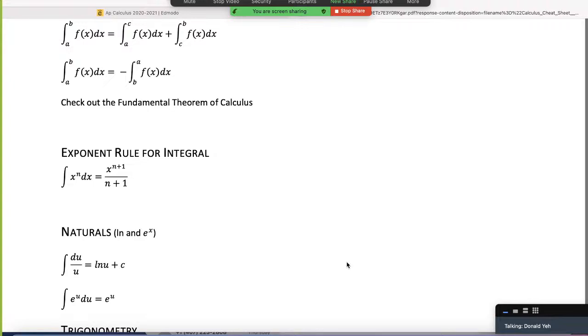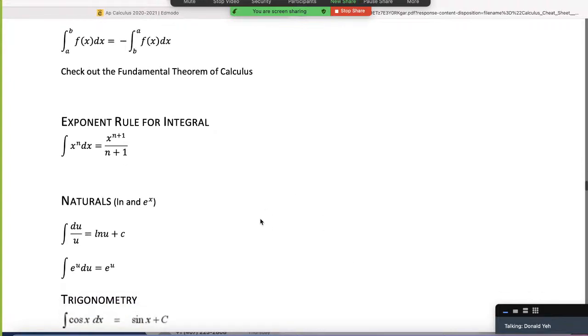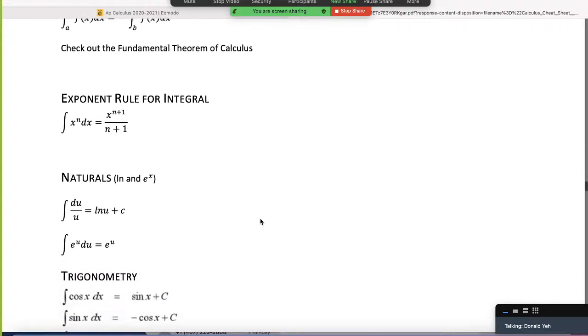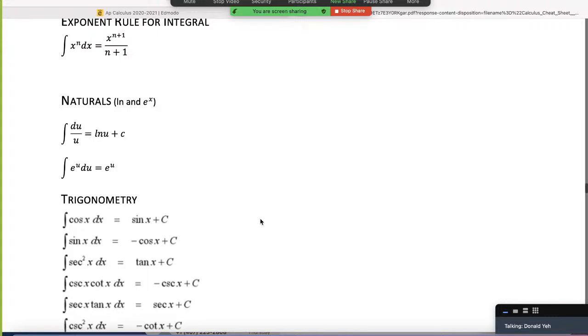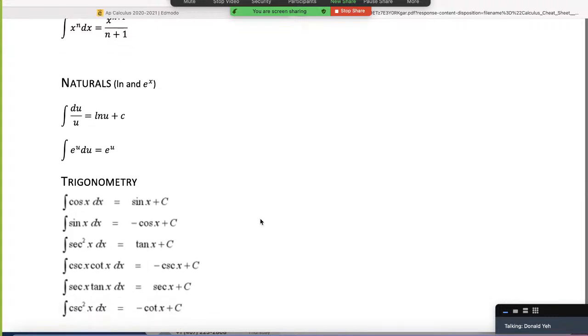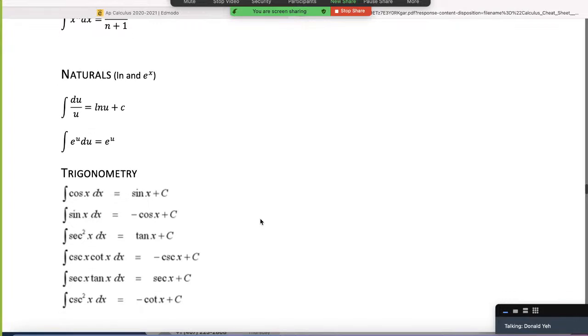Integration. The integral of x to the n plus 1 over n plus 1, that's just the general power rule. The integral of du over u is natural log of u. Make sure you do u substitution when you need it, and this seems like a lot on MCQ. Integration of e to the u du is equal to e to the u plus c. I forgot a plus c right here.